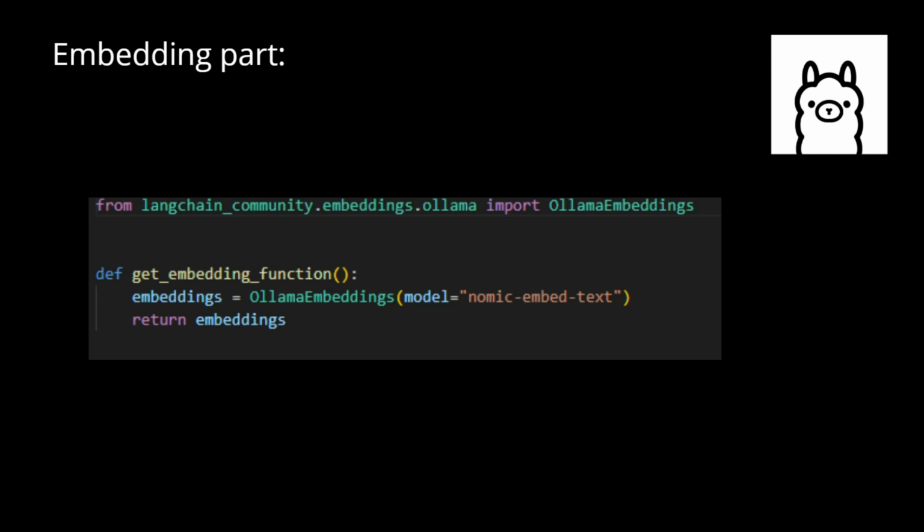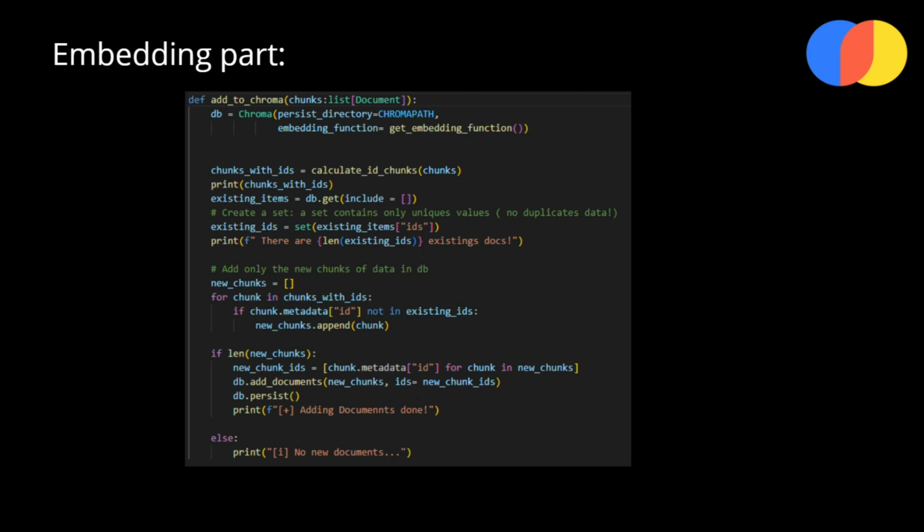Just before speaking about how we add the data into the vector database, we need to create the get_embedding_function. So this function will call an embedding model, which is for us nomic-embed-text. It is free and it runs locally with Ollama. So I use the OllamaEmbeddings from the LangChain library. So this is the add_to_chroma function. It is the function responsible for populating the vector database.